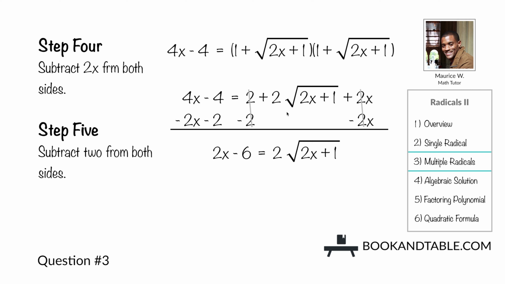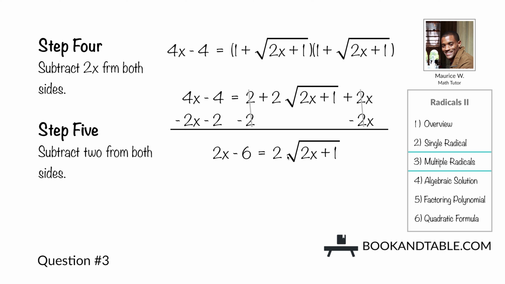So step 4, subtract 2x from both sides. 4x minus 2x leaves you with 2x. We want to subtract 2 from both sides. Remember we had 1 plus 1, so I combined them here. So we subtract 2 from both sides. Negative 4 minus 2 gives us negative 6. So we have 2x minus 6 on the left side. And on the right side, we've successfully isolated our second radical sign.